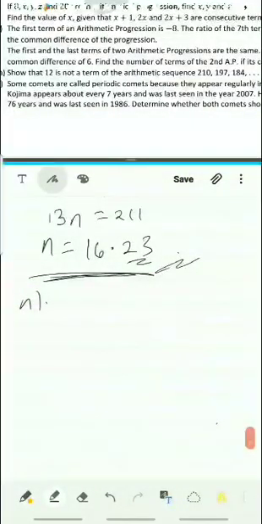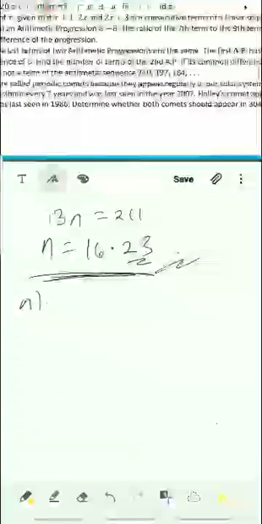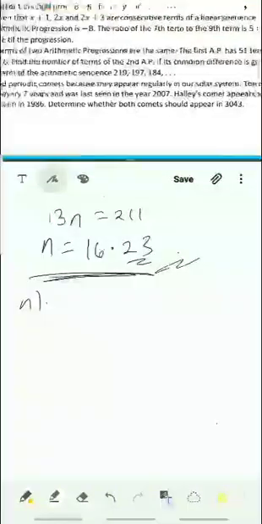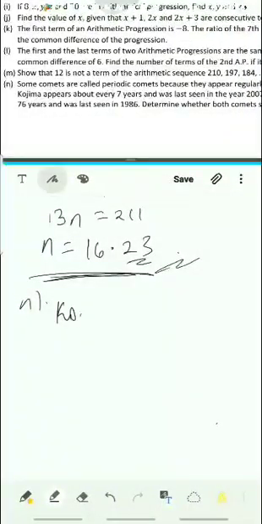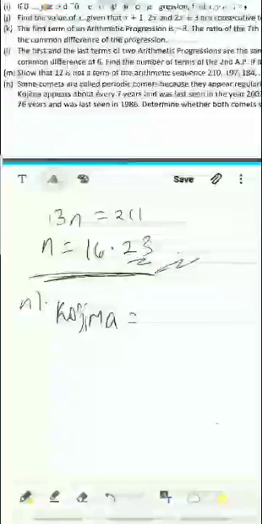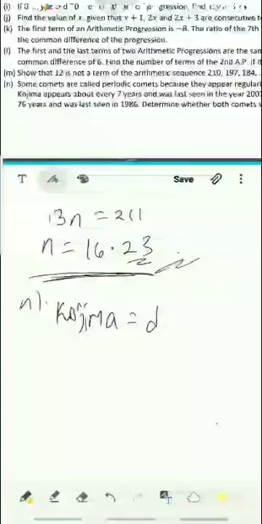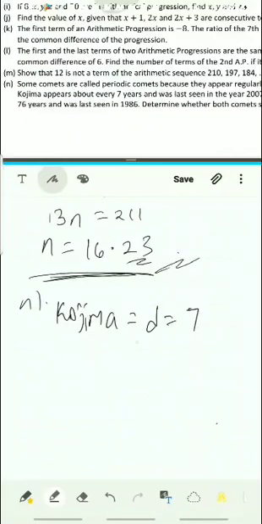Some comets are called periodic comets because they appear regularly in our solar system. The comet Kojima appears about every 7 years. Okay, so let's look at Kojima. Kojima appears every 7 years, so it's an interval of 7 years. We can also call that the common difference. So D is 7. Every 7 years it occurs. It was last seen in the year 2007.